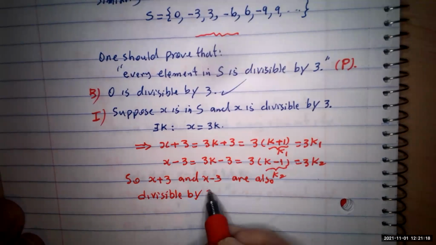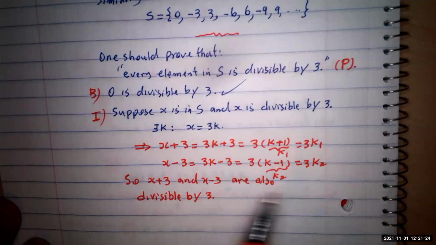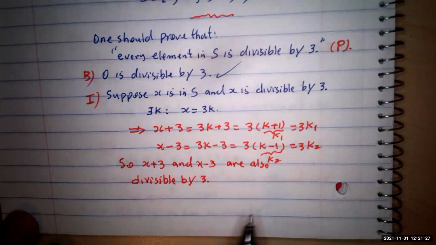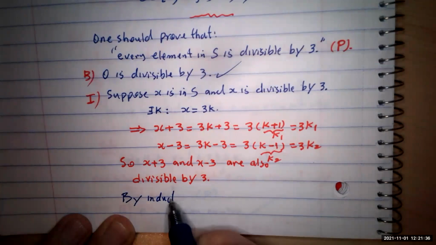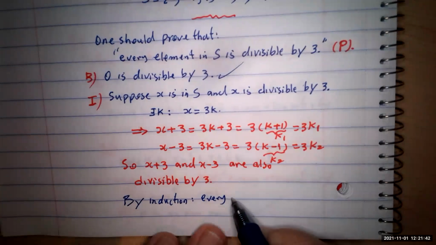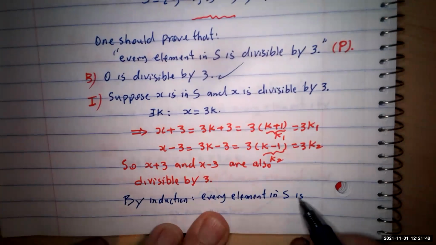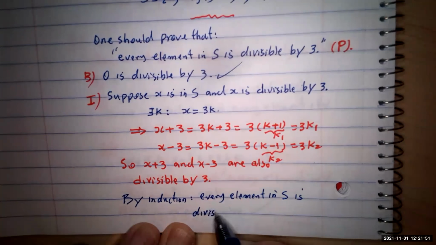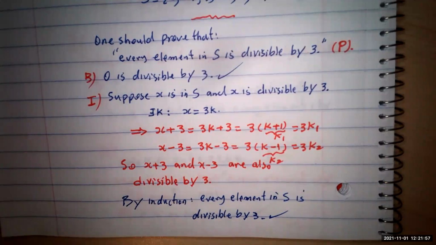Divisible by 3. You see, you assume a parent with the same property and you prove that the children would have the same property. Assume Pk, you prove Pk plus 1. So by induction or structural induction, that's it. Every element in S is divisible by 3. And you're done. See, very nice method. Any question?